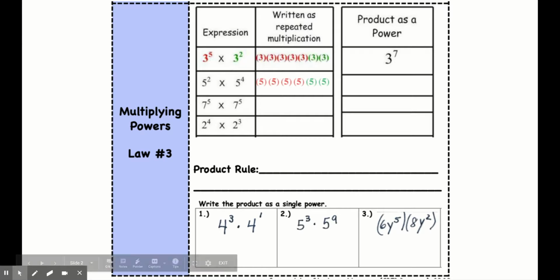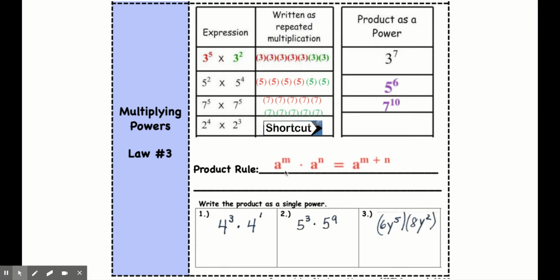Let's take a look at the next example. I've listed this out as 5 to the fourth power and then 5 to the second. And when I write it as a product as a power, I get 5 to the sixth power. We're still making some observations here. 7 to the fifth power twice, which gives me 7 to the 10th power. So I wanted you guys to see that essentially what we're doing with our exponents is we're adding them. Our product rule is a shortcut, guys. Why would we want to waste so much time writing this as repeated multiplication when we can just add our exponents by using the product rule?